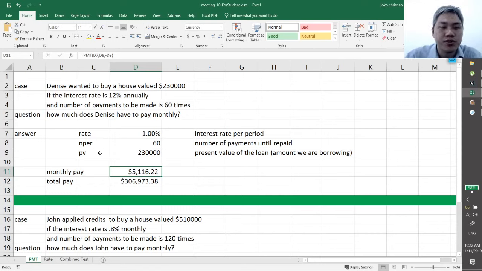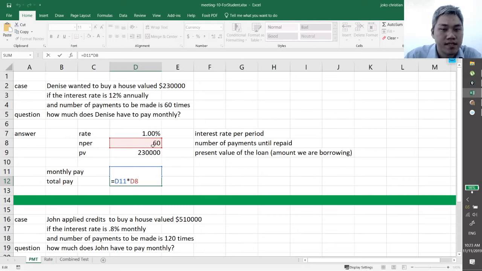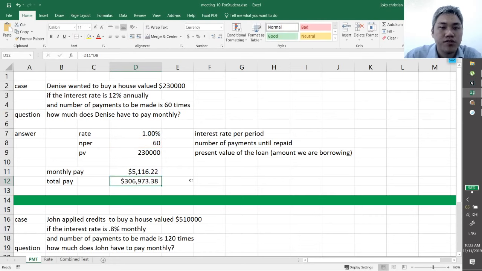I expanded a little to include total payment. Total payment here, as you can see, is $306,973 and so on. How do I get it? I just put a simple formula here that multiplies the number of payments, 60 months, with the monthly pay, D11. D11 is the monthly pay multiplied with the number of payments. So totally it's 306 grand something. You can count the difference between the house value of 230,000 and the payment she's made for 306,000. Okay, that's the first example of using the PMT.